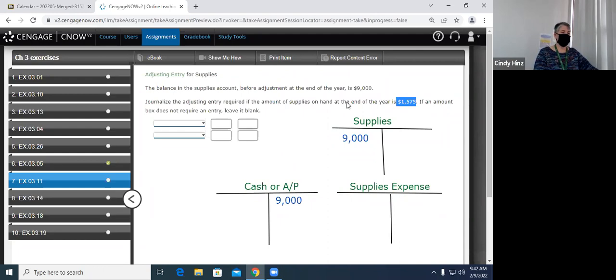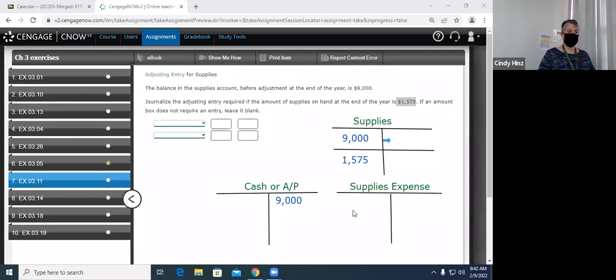For our purposes for this exercise then, this is the information we're being told. Right now, our balance sheet shows that we have $9,000 in supplies. We actually have $1,575. In other words, the balance in that account should be $1,575. So 2 questions.